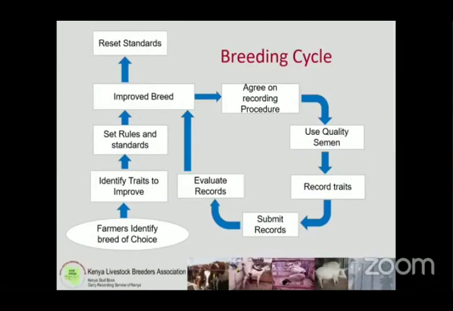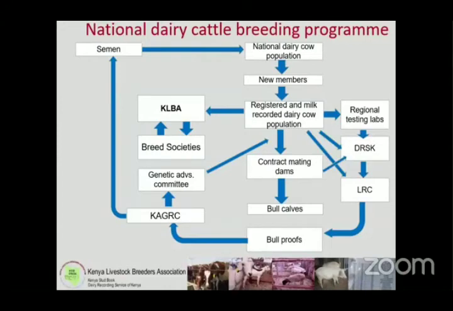That's a pictorial of how a breeding cycle looks, and this involves all the stakeholders, as you can see. The last one is more detailed and more technical, and as you can see, it has all the players being involved. The end result is that we have better semen out of a process that is scientifically done and scientifically proven, and it gives us the international appeal that we can have with regards to the animals that we are able to produce.